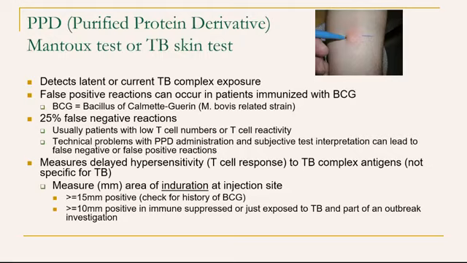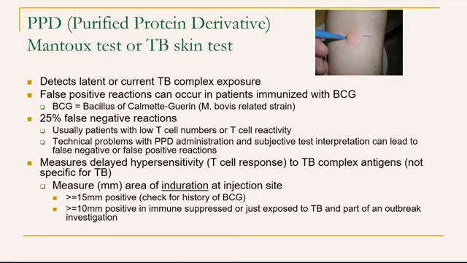It measures delayed hypersensitivity, or the T cell response, to the TB complex antigens. You must remember this test, of course, is not specific for TB. It also detects TB complex, which includes M. bovis, which includes BCG. The interpretation of this test, you should measure in millimeters the area of induration, not just redness, but the actual induration at the injection site.